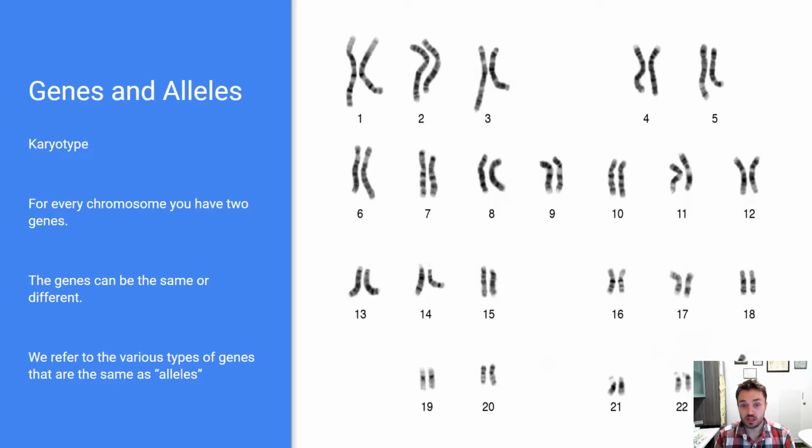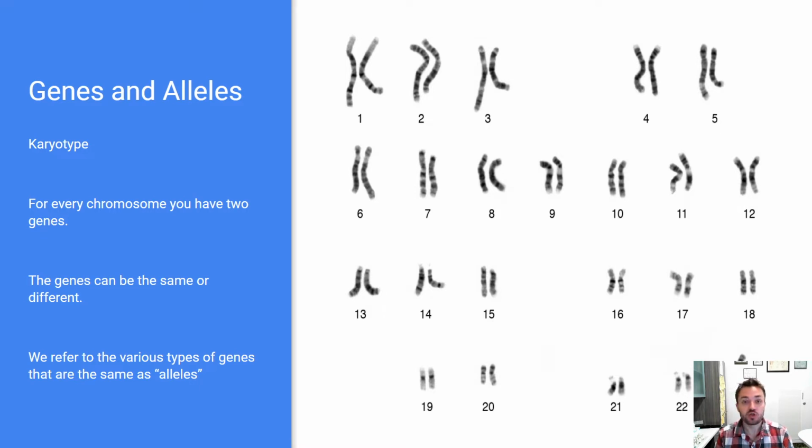Genes and alleles. A gene is a sequence of DNA that codes for a protein that does a specific job. So, for example, a gene for hair color. Whereas an allele is a variant of a gene. So if I'm talking about the gene for hair color, alleles would be things like blonde or brown or brunette or whatever they may be.